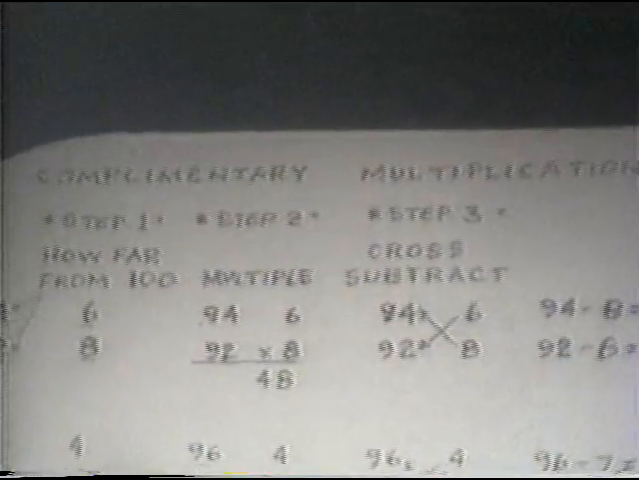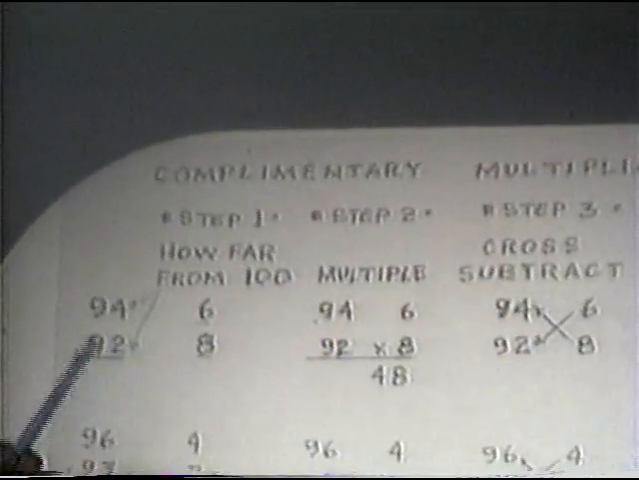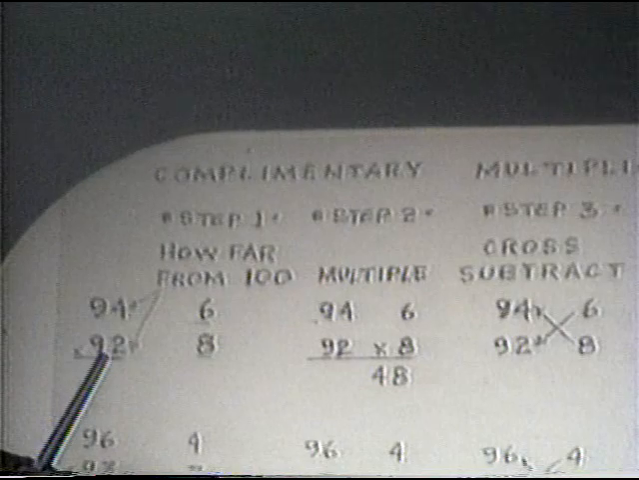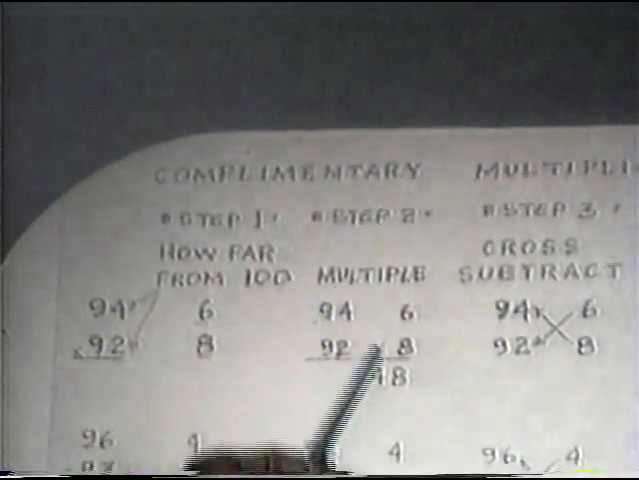Okay. Complementary multiplication. We're going to do this some more. What did we do? We have step 1, step 2, step 3. How far from 100 is 94? 6. How far is 92 from 100? 8. Then in step 2, we multiply.